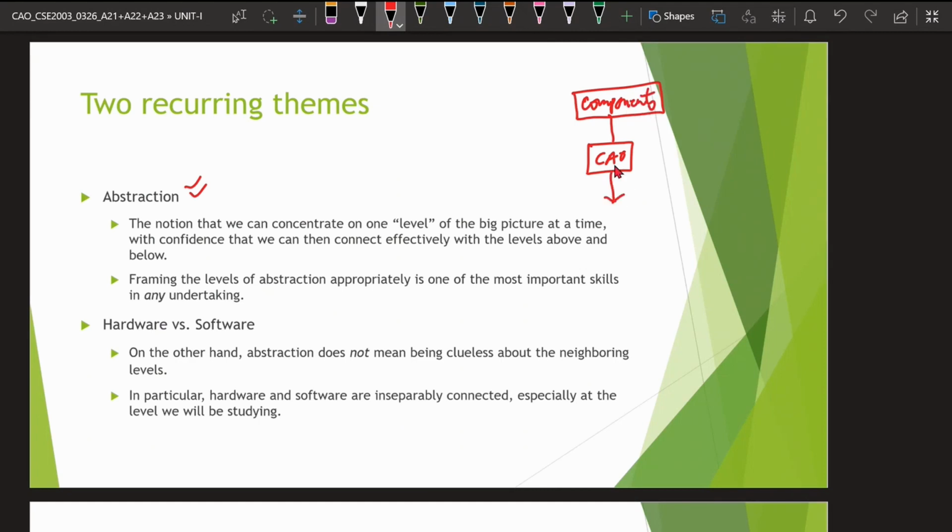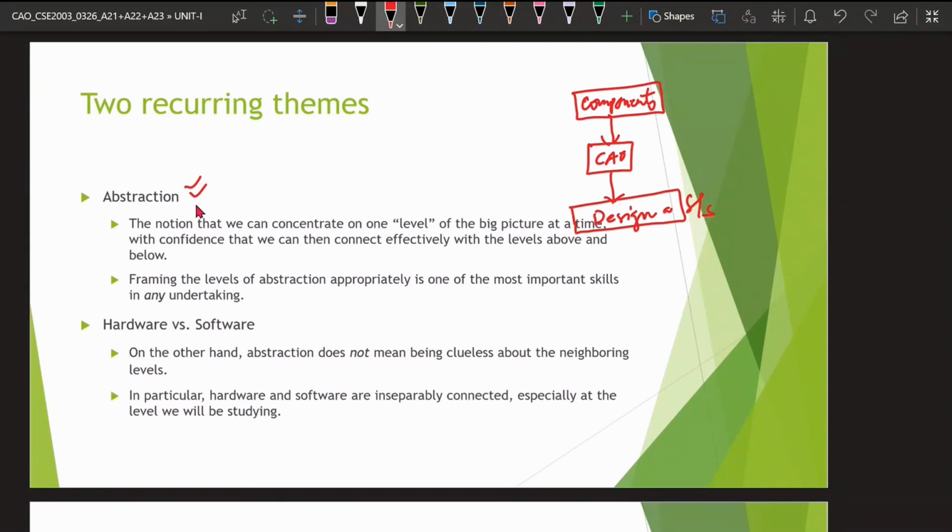Also, once we know CAO, we will be able to implement this computer system for different applications. We can use this computer system knowledge to design a system. So based on our CAO knowledge, we will be able to design a particular system. Here there are different levels. This is one level. After this, we study CAO and then we are able to design a particular system.